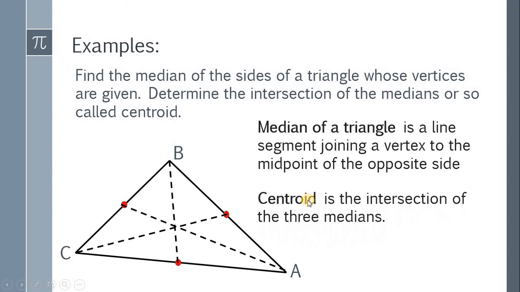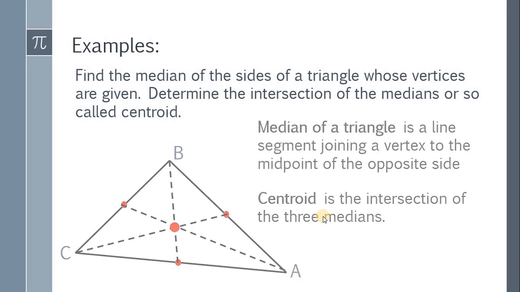Now, yung centroid naman is the intersection of the three medians. So, kung mapapansin, kahit anong triangle yung i-drawing mo, mag-i-intersect yung tatlong median na gagawin mo. At yung intersection na yun, ang tawag natin doon ay centroid. Okay? So, we have the median. Kukunin muna natin yung midpoint ng bawat side, kukonect natin doon sa kanilang opposite vertices. Yun yung median. At yung intersection ng mga median, ang tawag doon ay centroid.